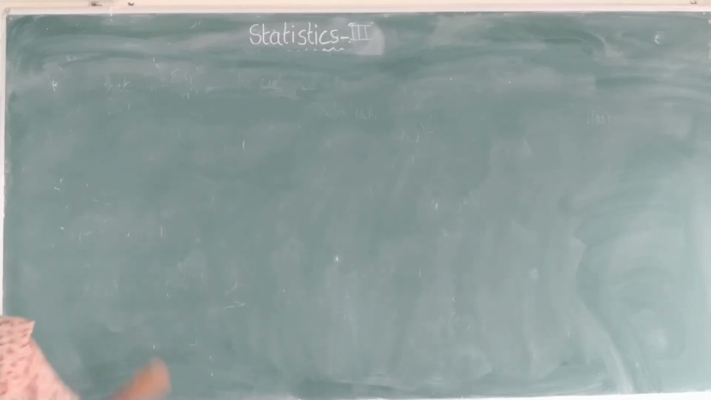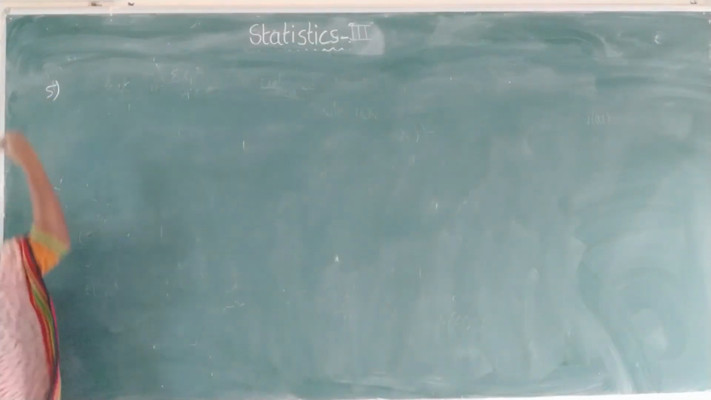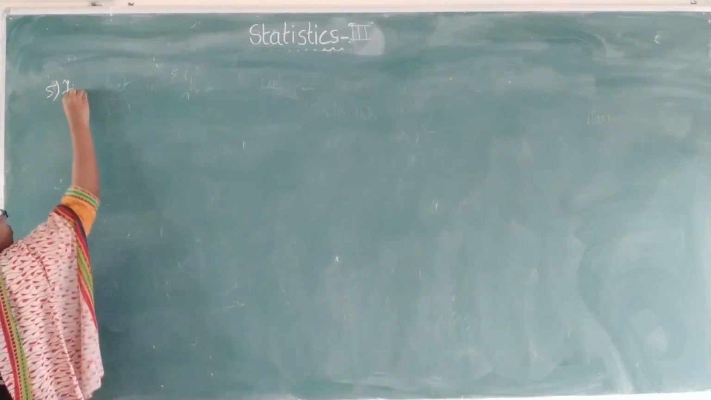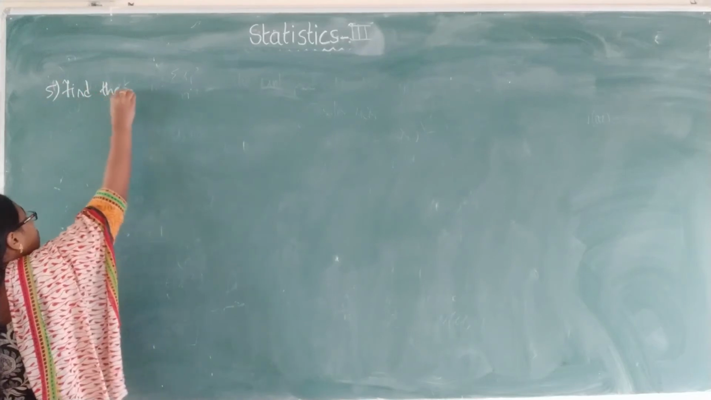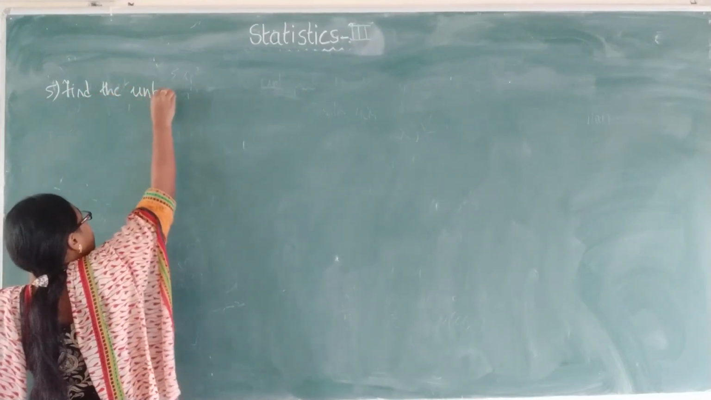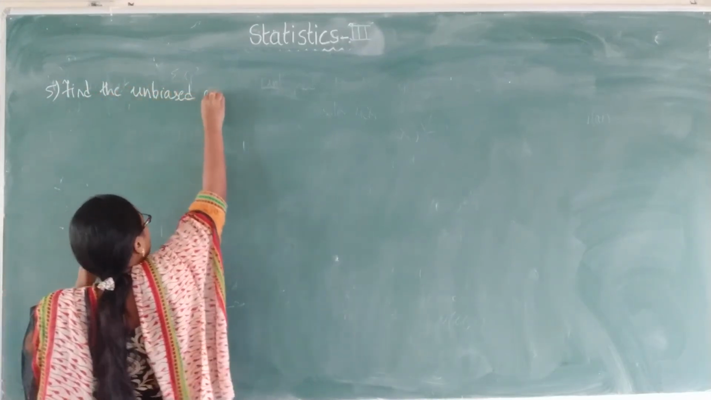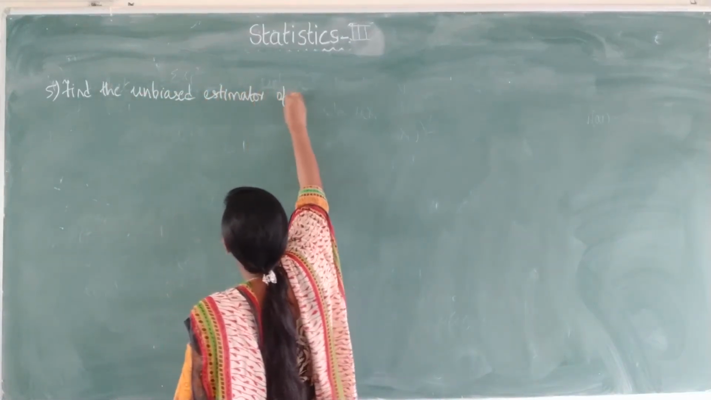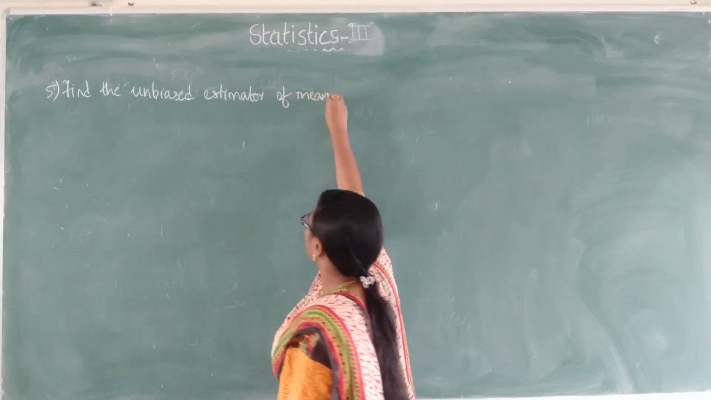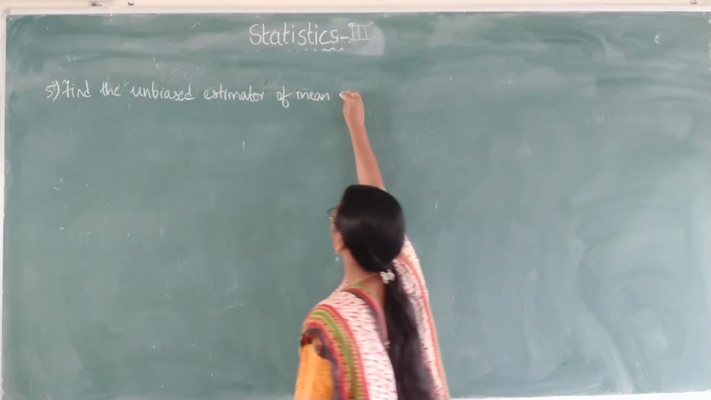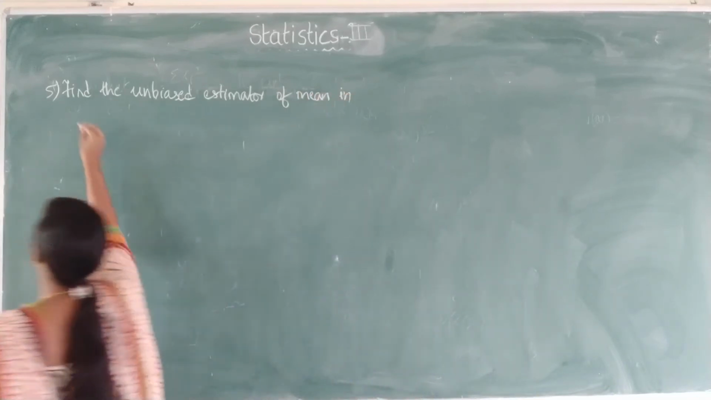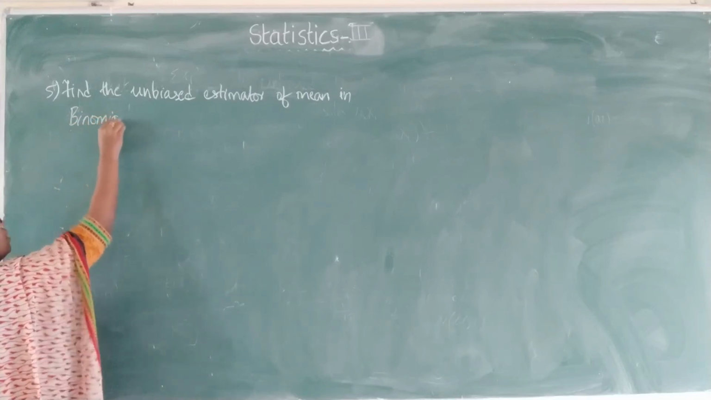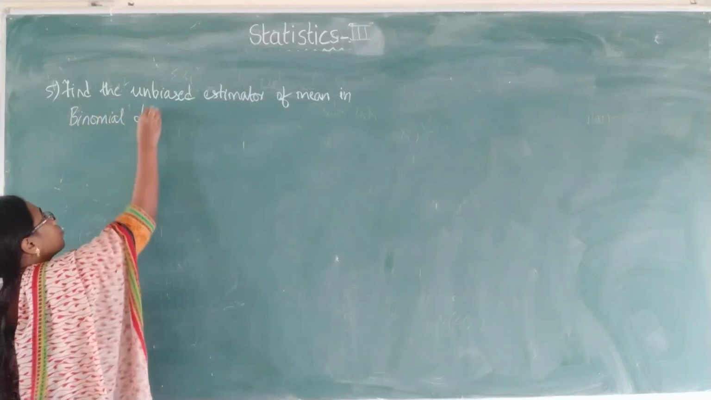So coming to the fifth question. Fifth question is find the unbiased estimator of mean. So we need to find the unbiased estimator for mean in the binomial distribution.